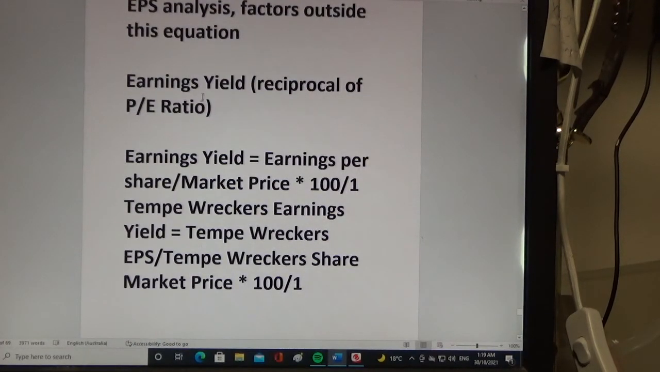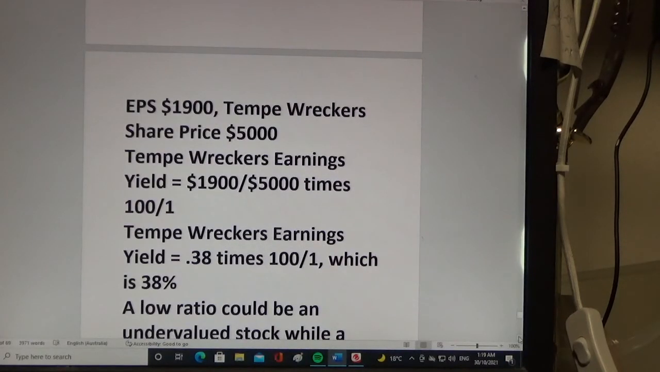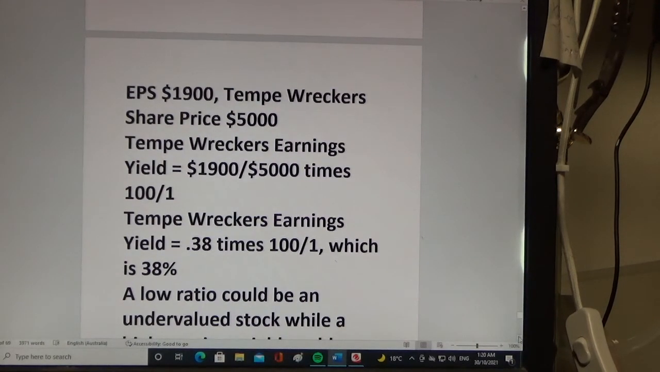Now, finally, earnings yield is the reciprocal of the price-earnings ratio. Earnings yield is derived by earnings per share, EPS, divided by market price times 100 over 1. Tempe Reca's earnings yield equals Tempe Reca's EPS divided by Tempe Reca's share price times 100 over 1. EPS is $1,900. Tempe Reca's share price is $5,000. So $1,900 divided by $5,000 times 100 over 1. What is Tempe Reca's earnings yield? It's equal to 0.38 times 100 over 1, which is 38%.